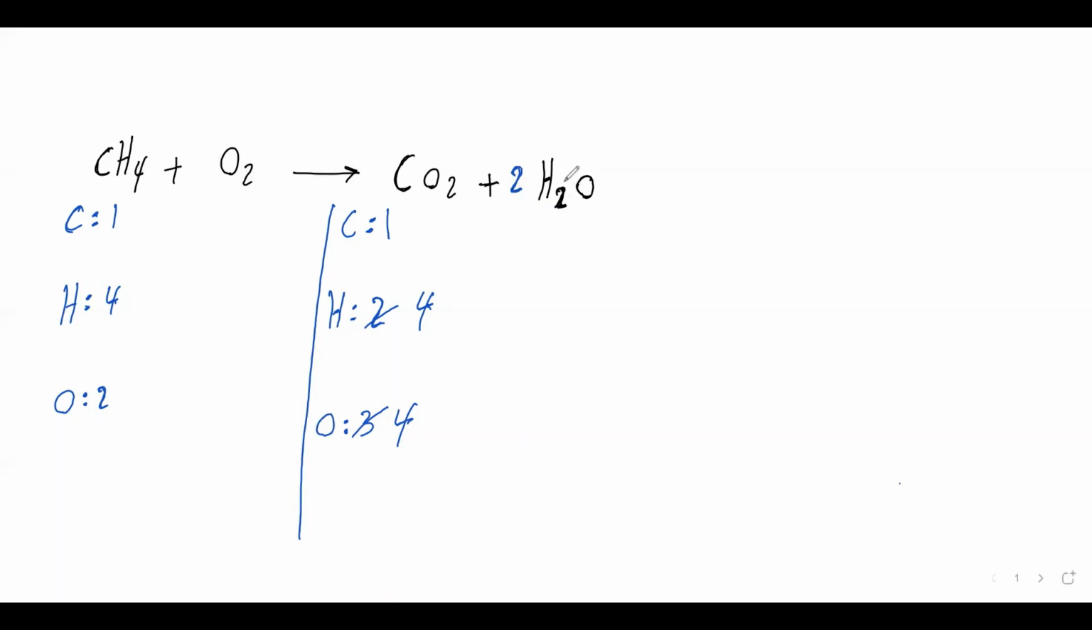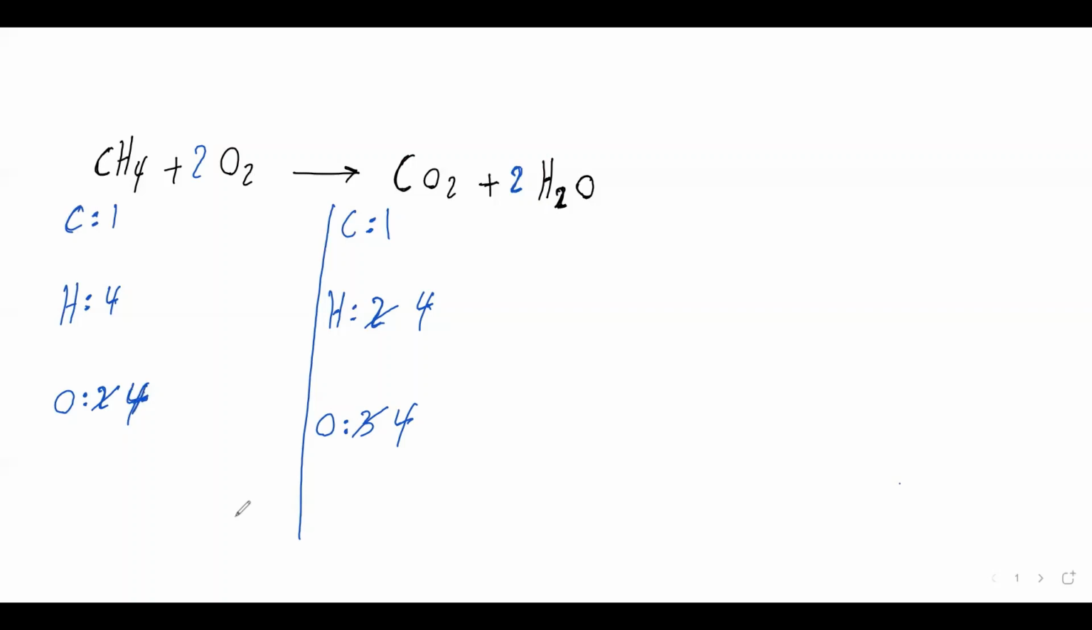Okay. So I have 1 carbon on the left, 1 on the right, 4 hydrogen on the left side, 4 hydrogen on the right side. So oxygen, I have 2 on the left, 4 on the right. So what can we do here? I have to add 2 more on the left side. So I have O2 here. I can multiply this by 2. And now 2 times 2 is 4. So I have 4 atoms of oxygen on the left side as well.